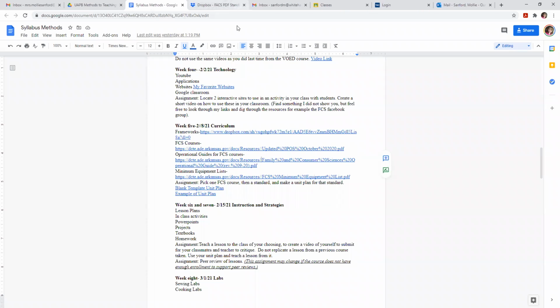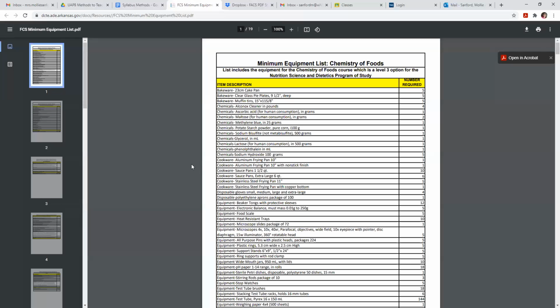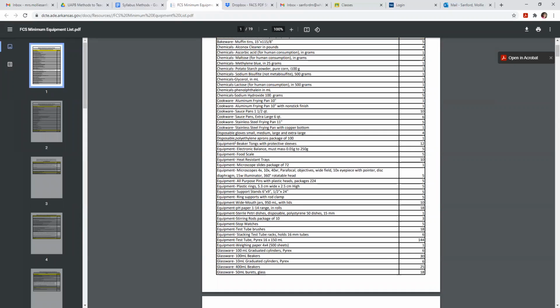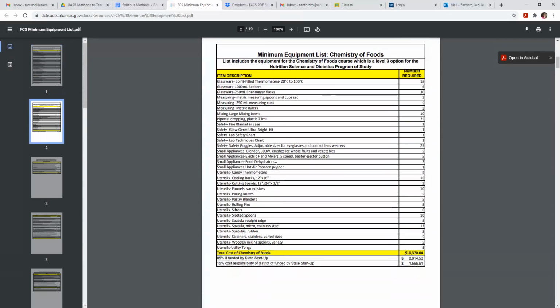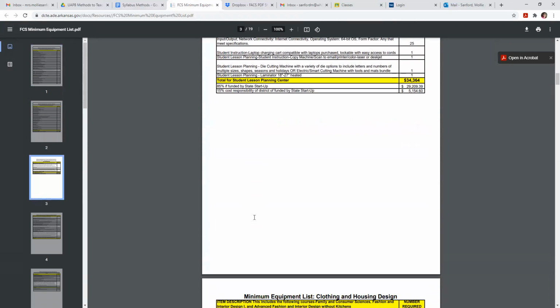The next thing I want to show you is the minimum equipment list. These are the items that are required to be in your classroom for your programs to work. This is the Chemistry of Foods course in Pathway. So they need all of these cooking items, chemicals, because it's a Chemistry of Foods class. This is more for Chemistry of Foods.